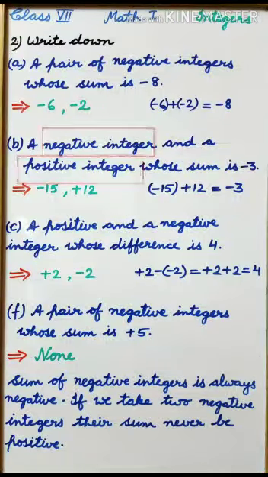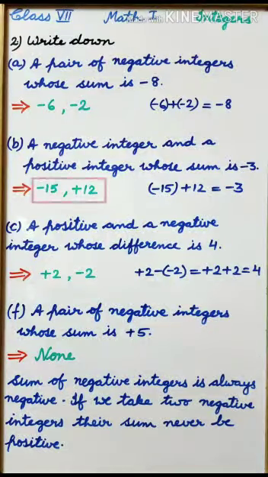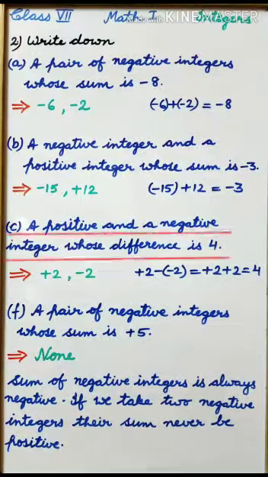Now B part is a negative integer and a positive integer whose sum is minus 3. Means here we have to take a negative and a positive integer, and if we add them their answer will be minus 3. So we take here minus 15 plus 12, as their sum is minus 3 if we add them.